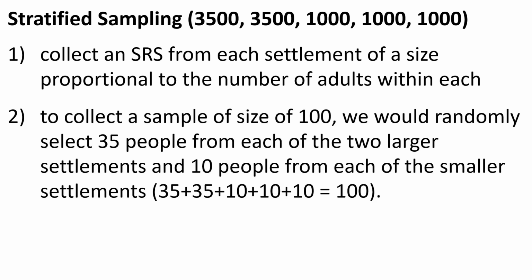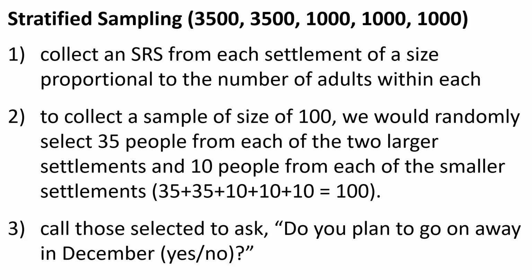So to get a sample of size 100, we could randomly select 35 people from each of the 2 larger settlements, and then randomly select 10 people from each of the 3 smaller settlements. And you can see that's going to give us 100 people in total. And then again, we would call those people and ask them, do you plan to go away or not? Right, so that's just a quick review of these different ways of collecting a sample.